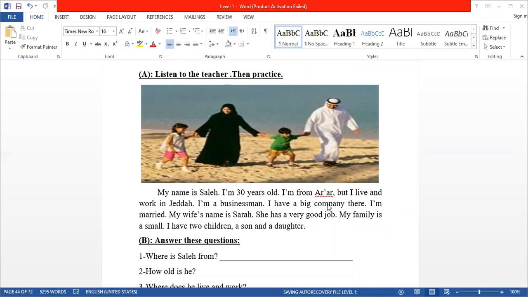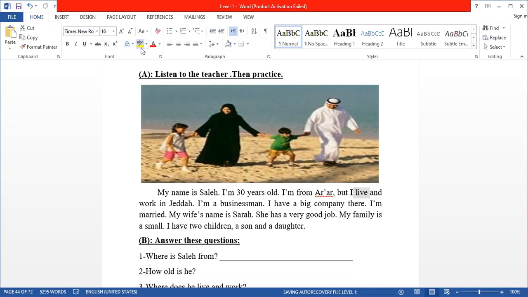Here, to live means what? To live here means to have your home in a particular place. Okay? He lives in a place. I live in Arar. I live and work in Jeddah. To work here means what? To work here.